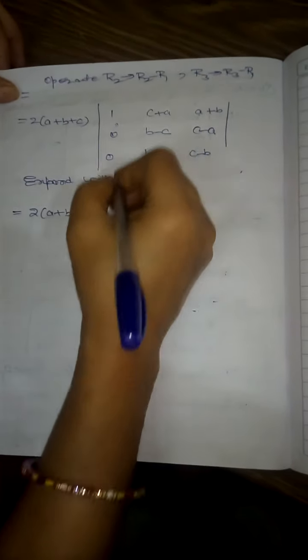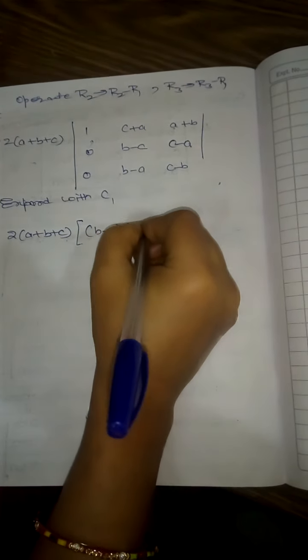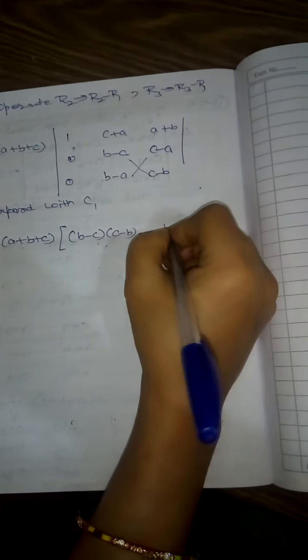Twice of A plus B plus C, open with this one, leave this row and this column. What is coming here? B minus C into C minus B, multiplying this one, and after this, minus of B minus A into C minus A. This is the value.